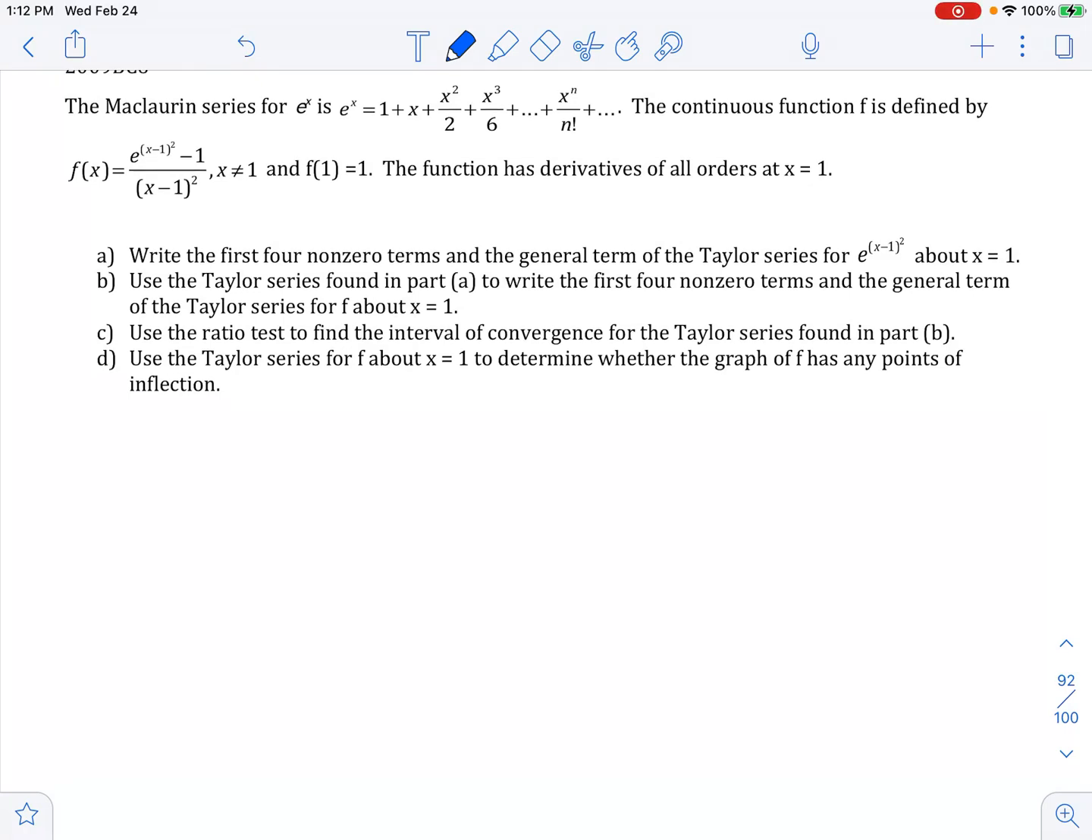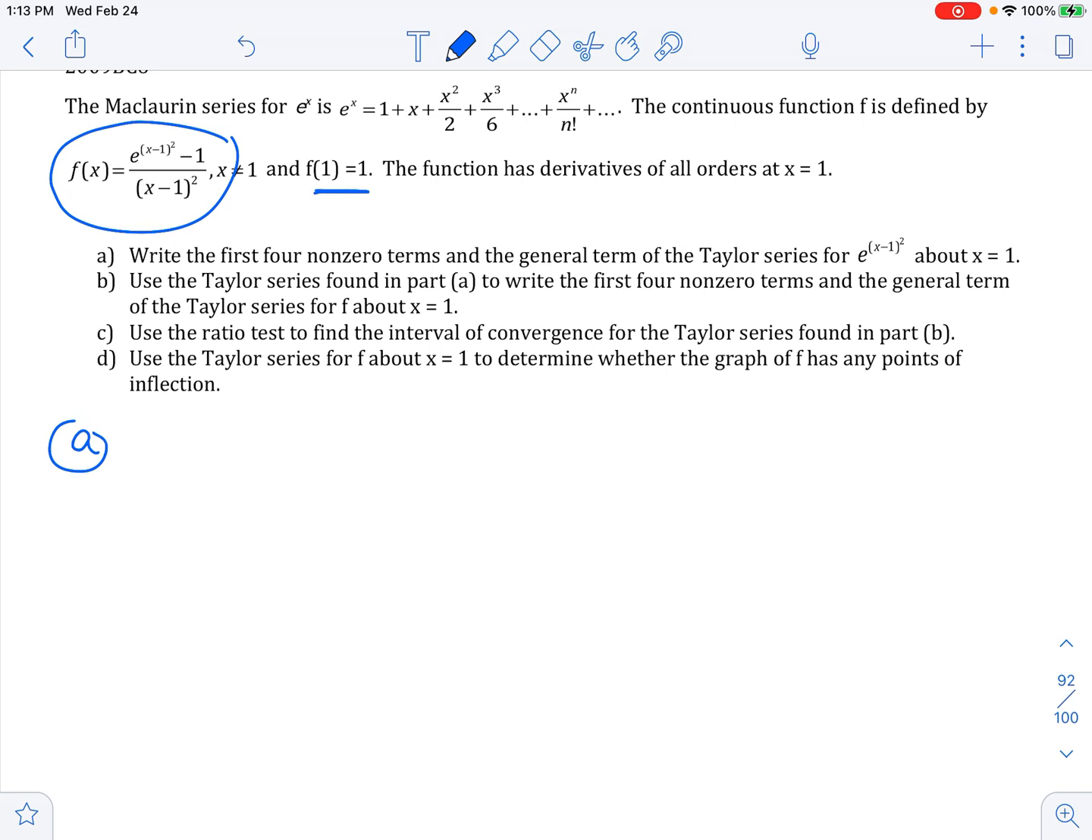In this problem, they give us the Maclaurin series for e to the x. So this is one of the series that we should know, but they actually just write it out for us. And then they tell us there's a function f of x, which is this entire thing here. And then they also give us f of 1 equals 1. And the function has derivatives of all orders. All that means is that the first derivative exists, second derivative, etc.